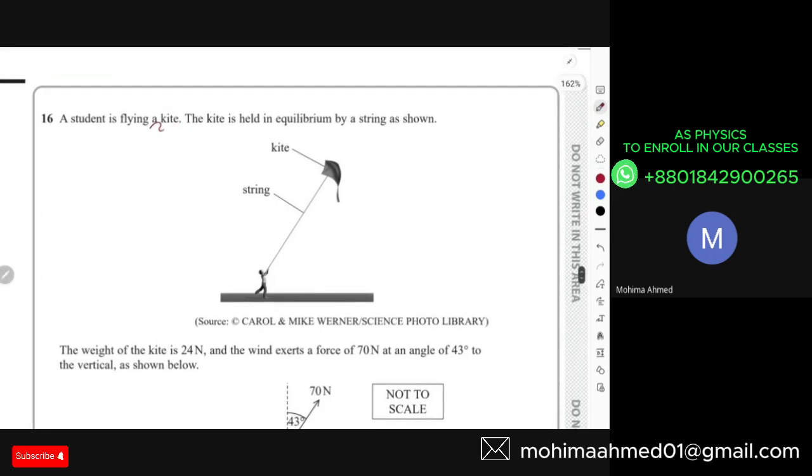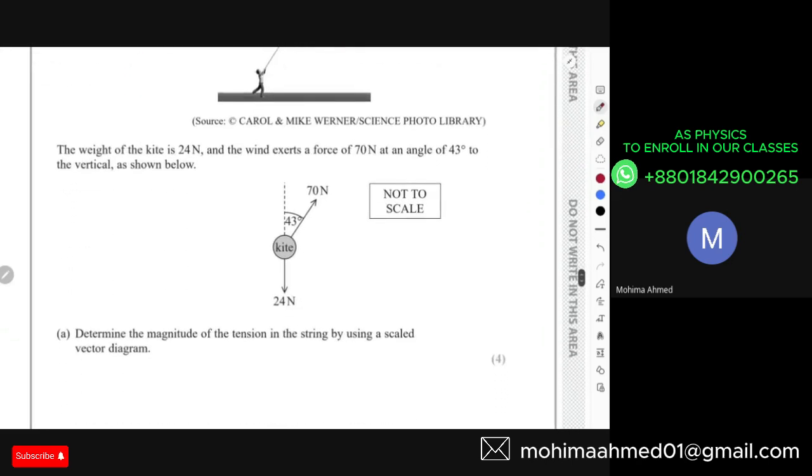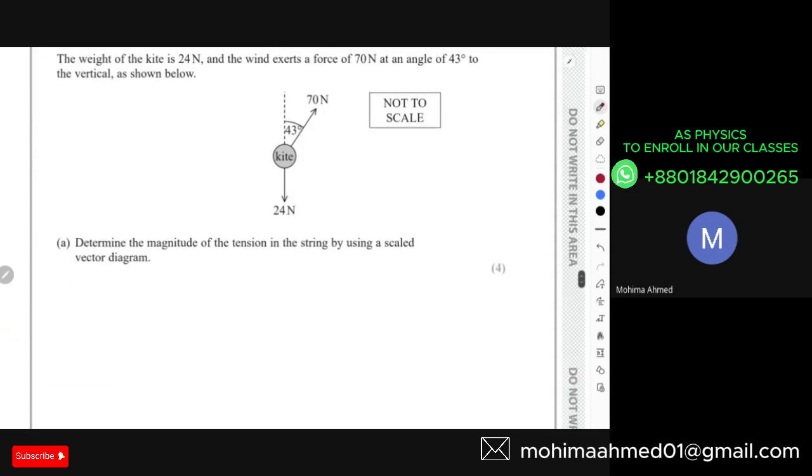There it says a student is flying a kite. The kite is held in equilibrium. All the forces are balanced by a string as shown, and we can see there's a tension of 70 Newton acting 45 degrees from the vertical plane. Weight is 24. Not to scale diagram. Determine the magnitude of the tension in the string by using a scaled vector diagram.